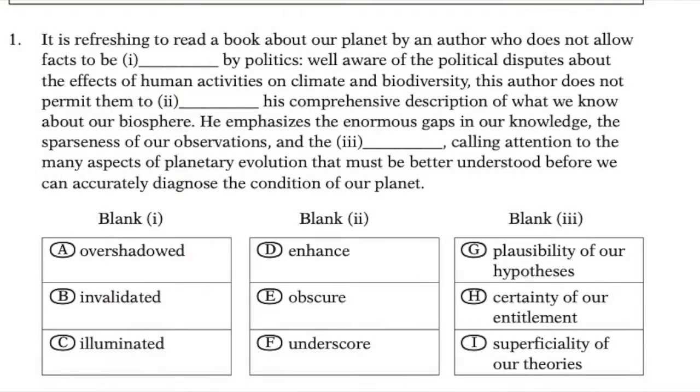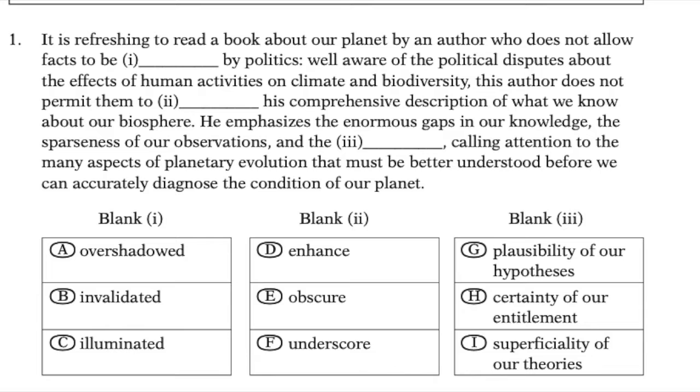Let's take a look at an example to understand this better. Here you go. This is an example taken from the official GRE guide. Let's take a look at the passage. He starts by saying it is refreshing to read a book about our planet by an author who does not allow facts to be dashed by politics, right? So he's trying to appreciate this person here. Moving on, well aware about the political disputes about the effects of human activities on climate and diversity, this author does not permit them to dash his comprehensive description of what we know about our biosphere.